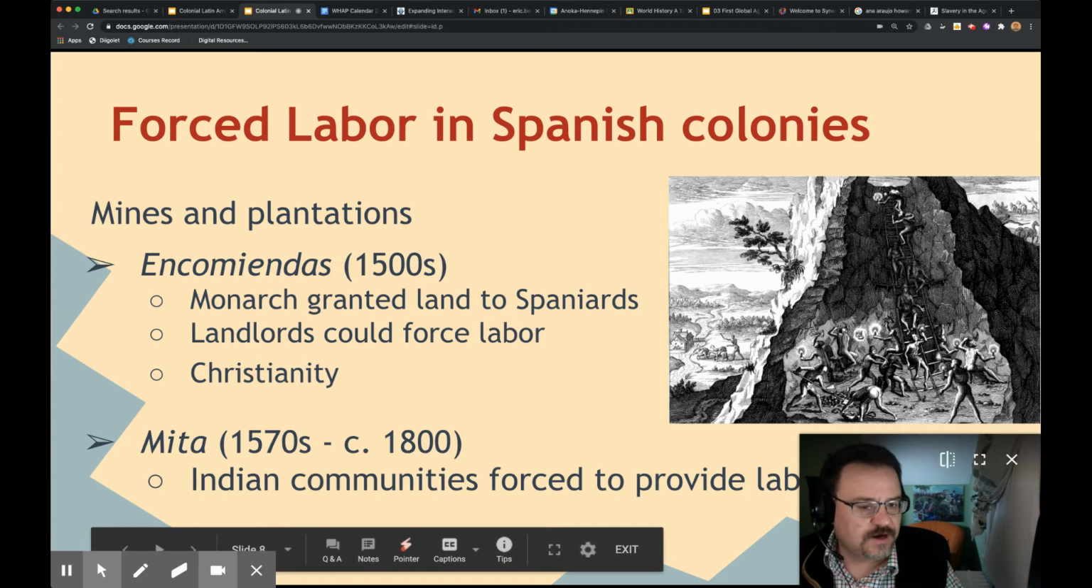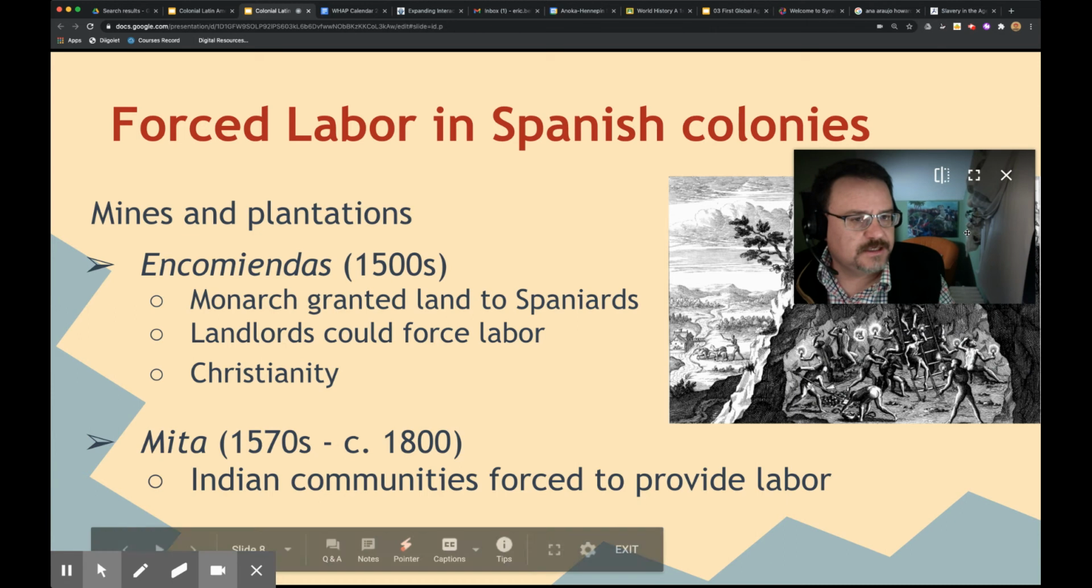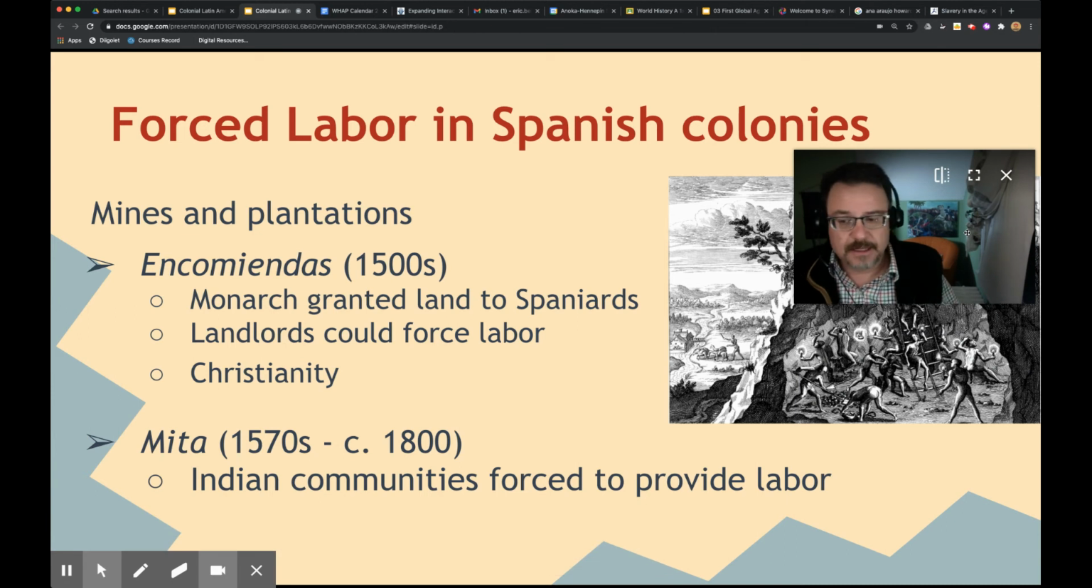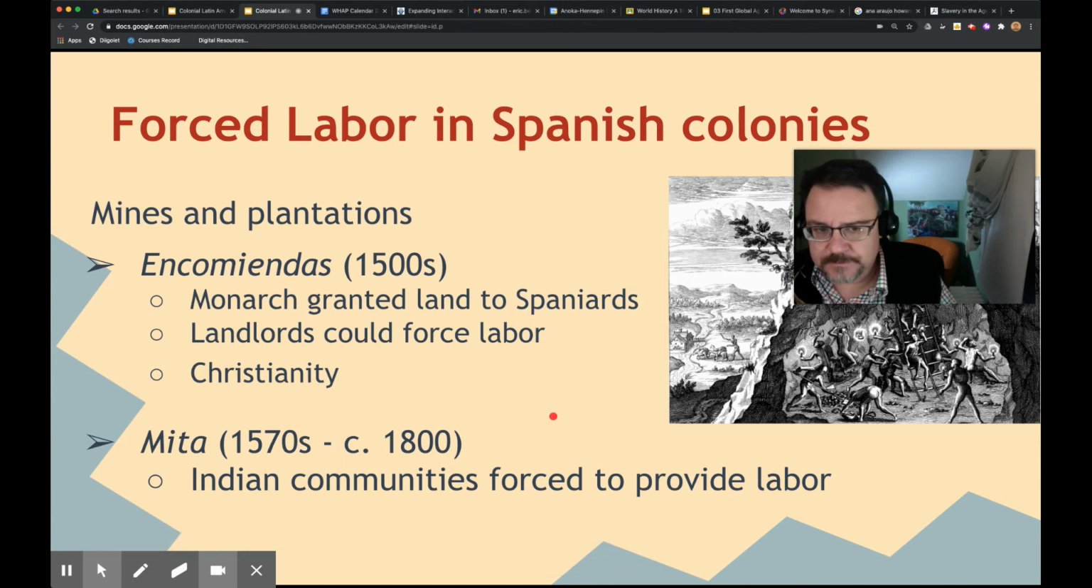So forced to provide labor. I'll move myself out of the way here. I didn't make these slides with this purpose in mind. And this again would be something that happened in the Andes Mountains. So these are both examples of coerced labor that was directed at indigenous people. Okay.